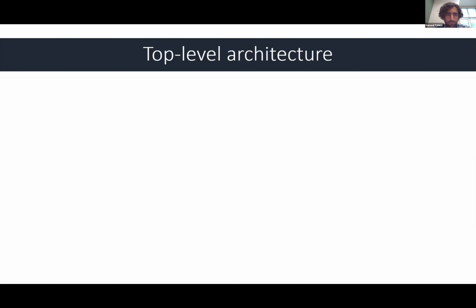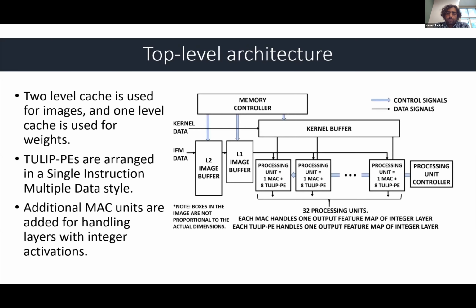Now that we know how a BNN node is executed on a Tulip P, we can now look at how the top-level architecture operates. We built a single instruction multiple data architecture using the Tulip Ps. The L1 and L2 image buffers are used to cache and broadcast image data to the Ps. The kernel buffer provides the weights to the Ps. We also have memory and processing unit controllers to help operate the architecture. We have additional MAC units within the architecture for handling layers with integer activations.